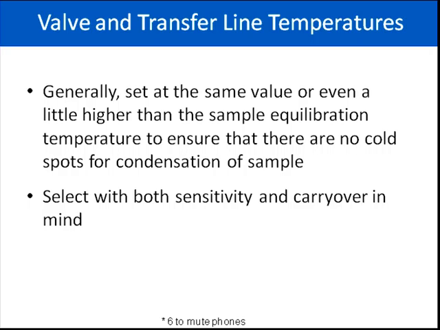Now, when we talk about valve and transfer line temperatures, you want to set those slightly higher than what your sample temperature is going to be. This helps to eliminate any cold spots in the system. So say we're going to analyze and put our sample at a temperature of 85 degrees. That's what we want to set it to, and that's what we're trying to reach our equilibrium at. You generally want to set those valve and transfer line temperatures higher. It helps to keep the system clean. You definitely do not want any cold spots.